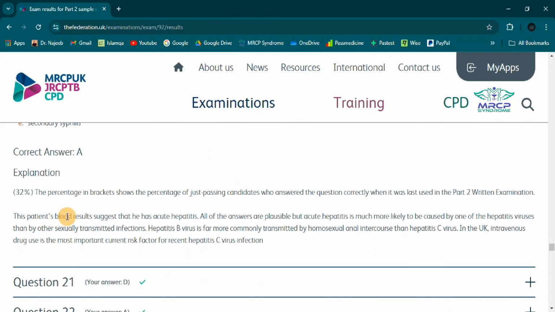This patient's blood results suggest he has acute hepatitis. All of the answers are plausible, but acute hepatitis is more likely to be caused by one of the hepatitis viruses than by other sexually transmitted infections. Hepatitis B virus is far more commonly transmitted by homosexual intercourse than hepatitis C virus. In the UK, IV drug use is the most important current risk factor for recent hepatitis C virus infection.